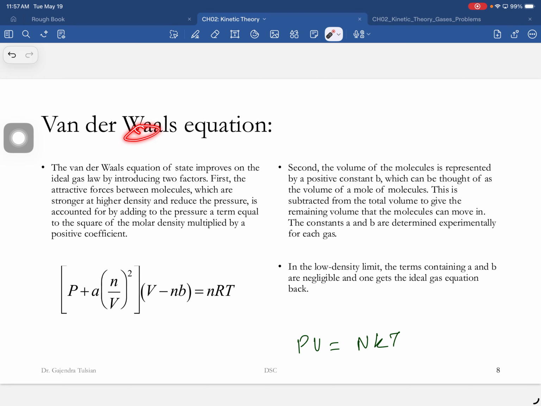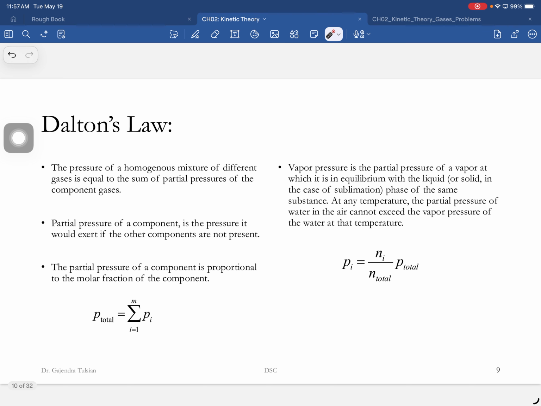This is called the van der Waals equation, and this is a correction to this equation. In the low density limit, the terms containing A and B are negligible. In the low density limit, these two are essentially 0, and then you come to that law. So if you're having to use this equation, you've reached the big leagues.